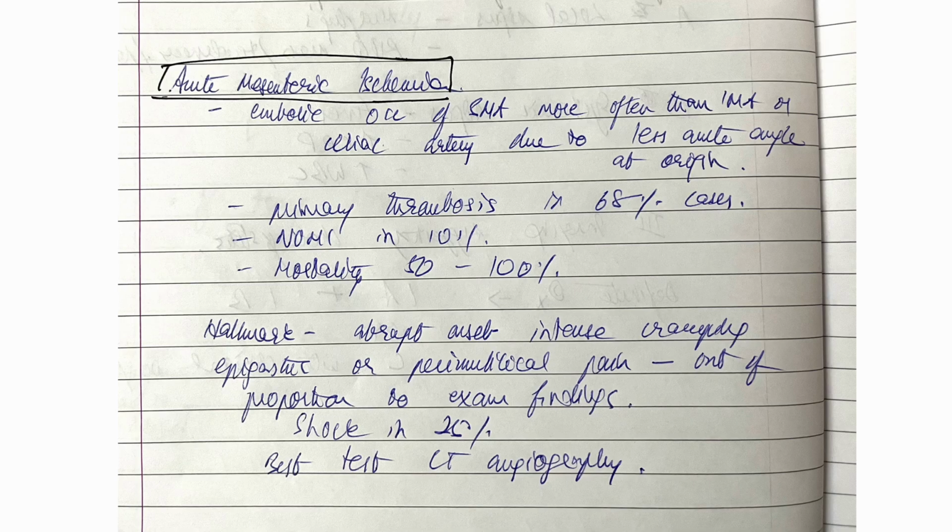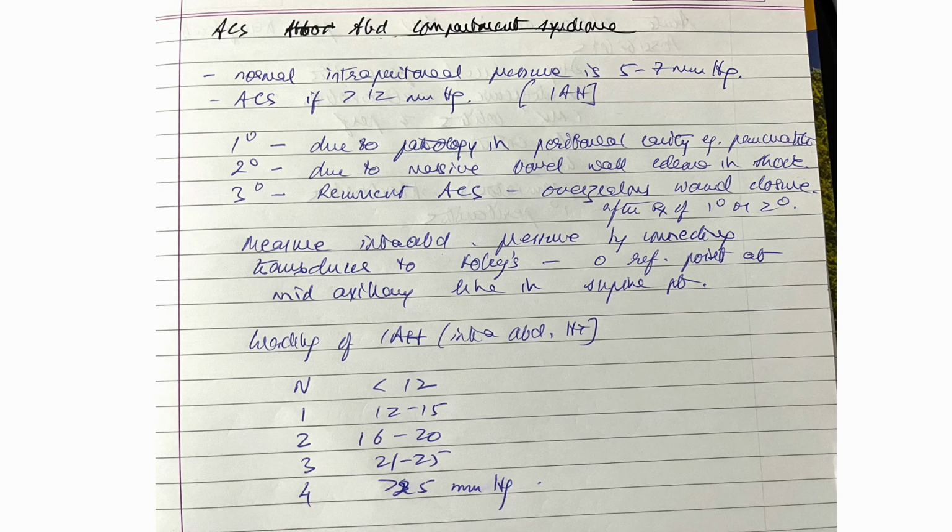The hallmark is an abrupt onset of intense cramping epigastric or periumbilical pain, which is out of proportion to the exam findings. The patient will be in shock 25% of the time. The best test is a CT angiography.